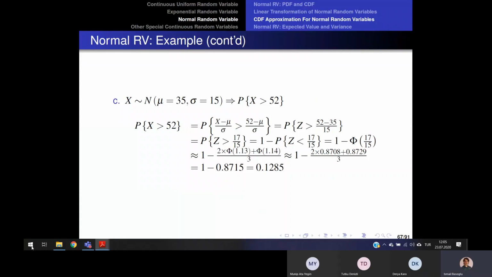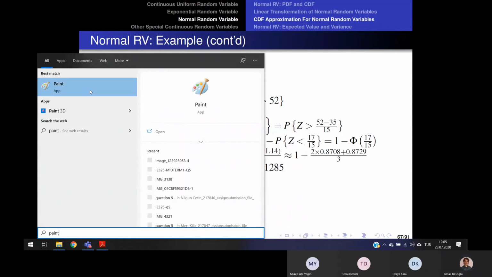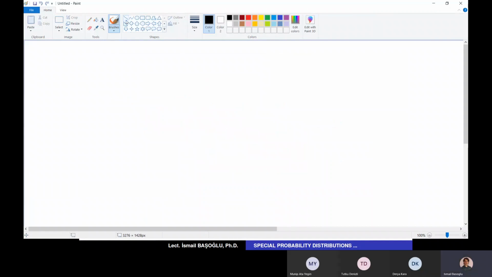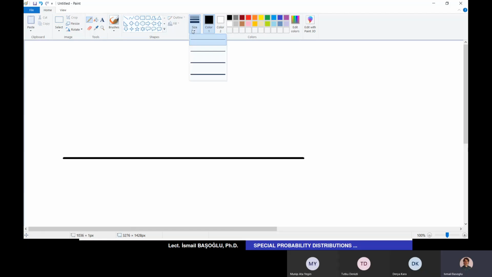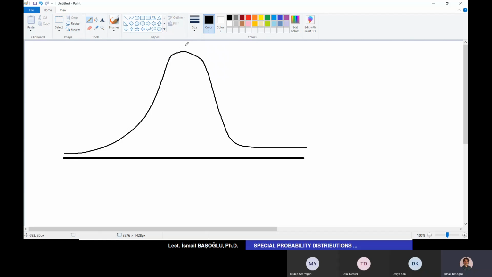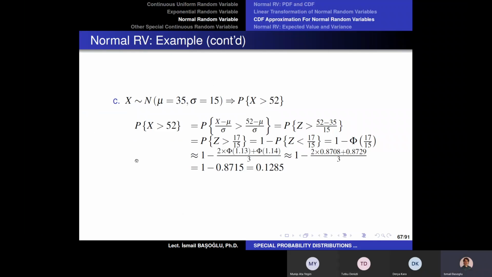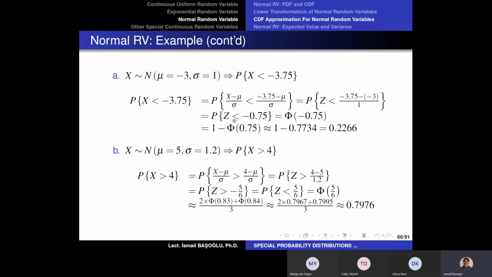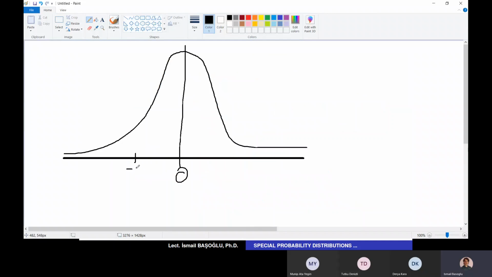I'm very sorry for that. Okay. So I draw the probability density function of the standard normal distribution. I need to draw a symmetric shape around 0 like this. So 0 is here. And what is the probability that I am looking for? The probability of the standard normal random variable being less than -0.75. Okay, so I am looking for this area.